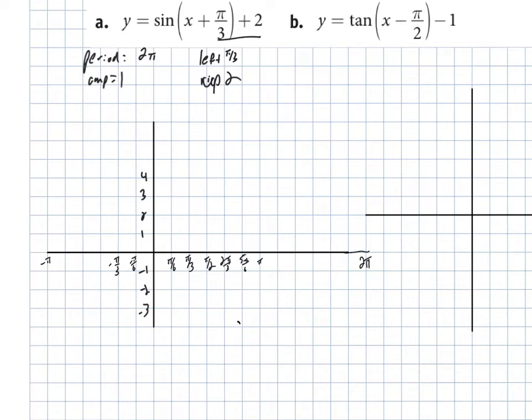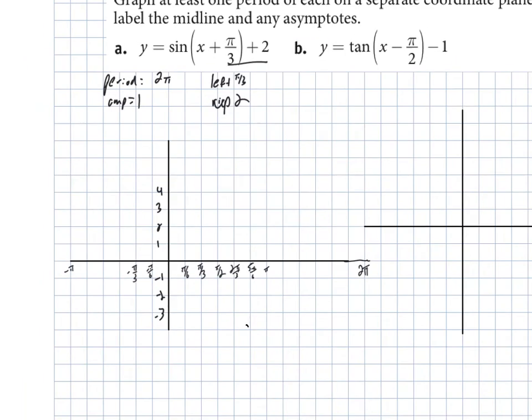So I know I'm going to be able to contain everything. My new shifted axes are left pi over 3 and up 2. So my new origin is going to be here, where I'm going to base my graph off of.